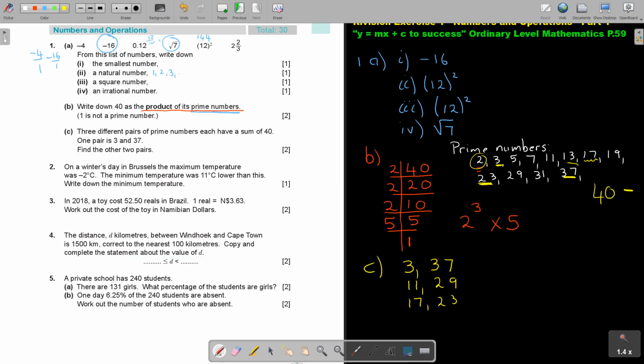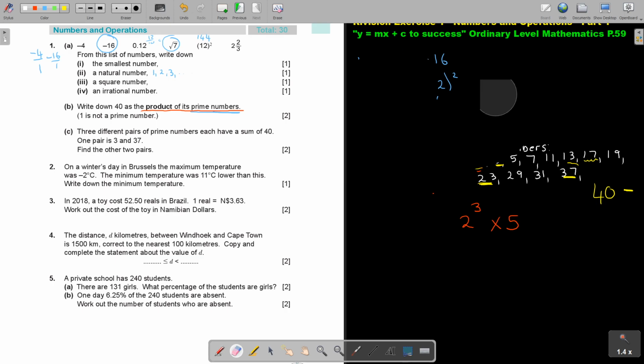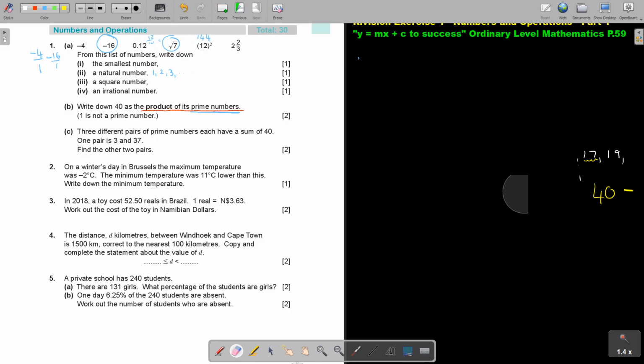Okay, I'm going to clean here, and I'm going to start with number 2. Now, number 2 is also grade 8 work, very easy. I'm not even going to go back to revise it because I think most of you are familiar with that, but I'll show you how to approach it.